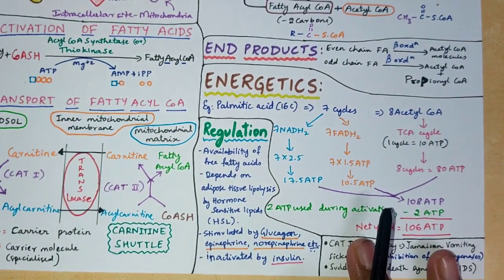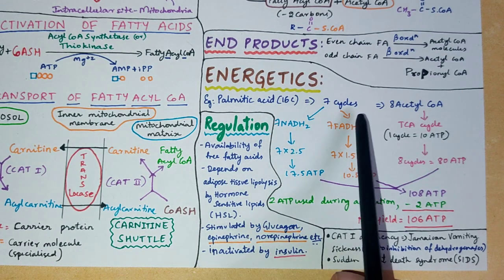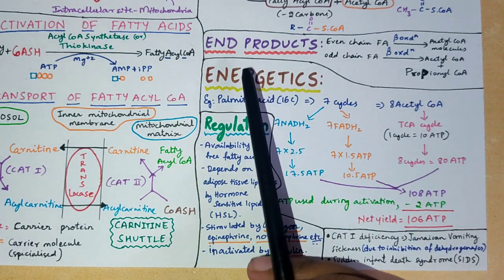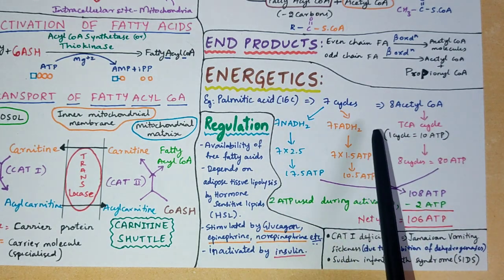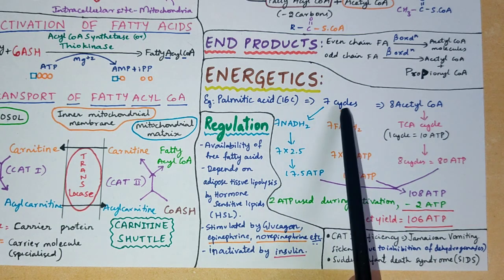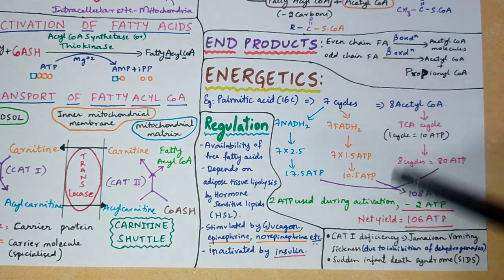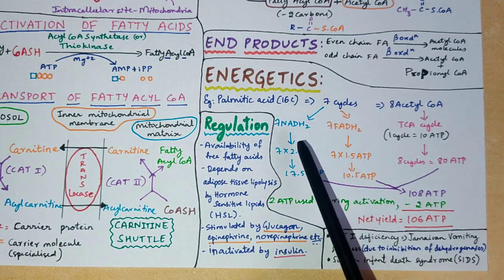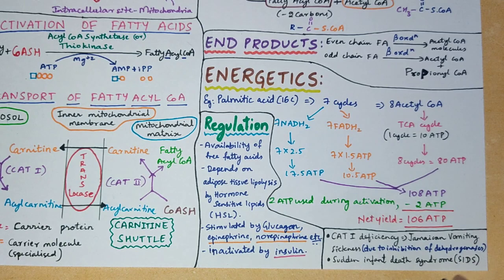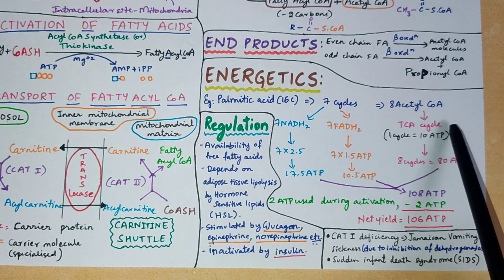Let's take the example of palmitic acid, which has 16 carbons. It undergoes 7 cycles to give 8 acetyl-CoA. As I said, in the last cycle, we get 2 acetyl-CoA. Hence, palmitic acid, which has 16 carbons, should undergo 7 cycles of beta oxidation. Now, what are the energies we get from these NADH2, FADH2 and acetyl-CoA? This acetyl-CoA enters the TCA cycle.